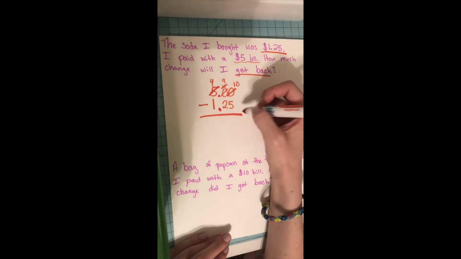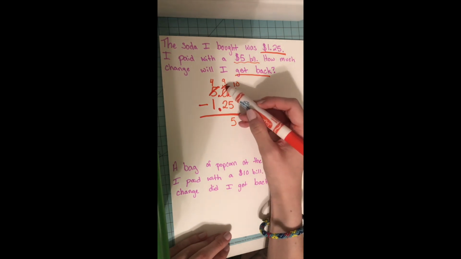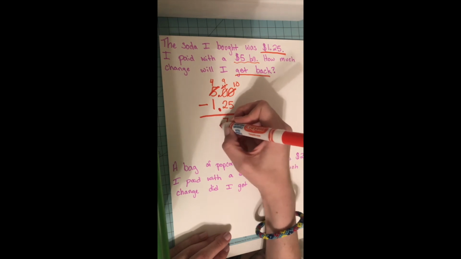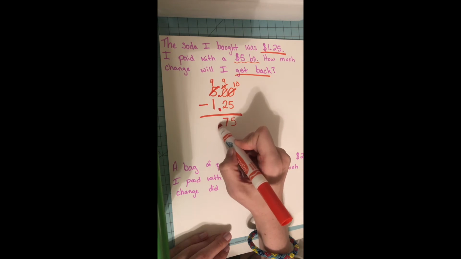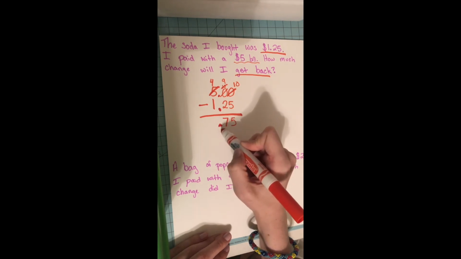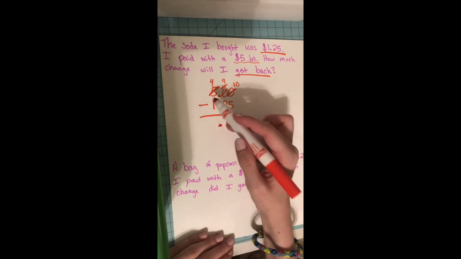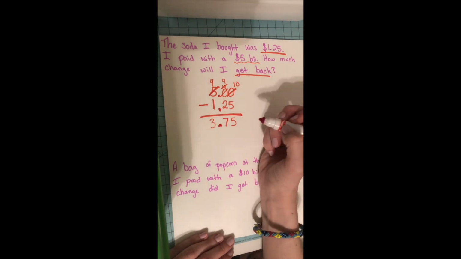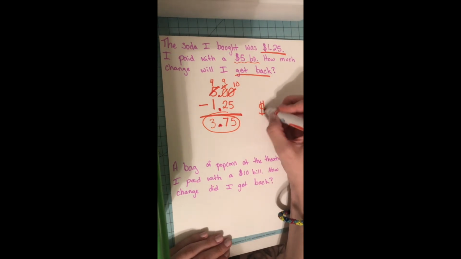So what is 10 take away 5? 5. What is 9 take away 2? 7. Don't forget to bring down your decimal. Still is 2 places over. There's always 2 places behind the decimal when we're working with money. So what is 4 take away 1? 3. So there's my answer. The change that I will get back is $3.75.